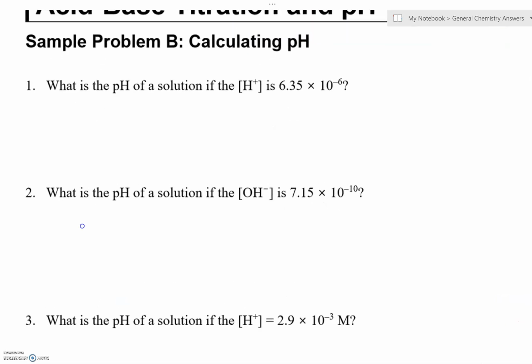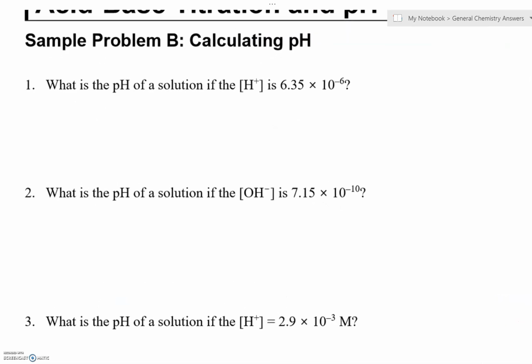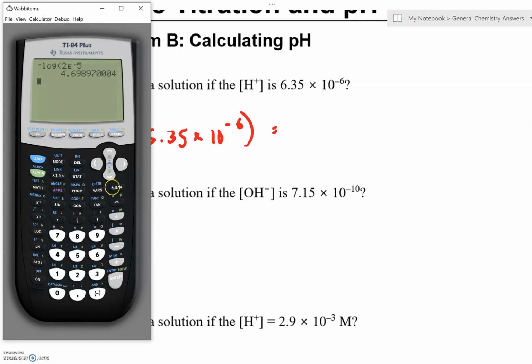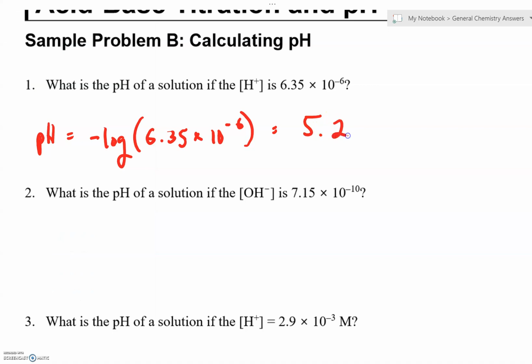So here we go. What's the pH of a solution if the H+ is 6.35 times 10 to the negative 6th? pH is equal to negative log, in this case, 6.35 times 10 to the negative 6. Let's bust out our calculator. So negative log of 6.35 times 10 to the negative 6th. Our pH is 5.197. Let's round that up to 5.2. Okay?